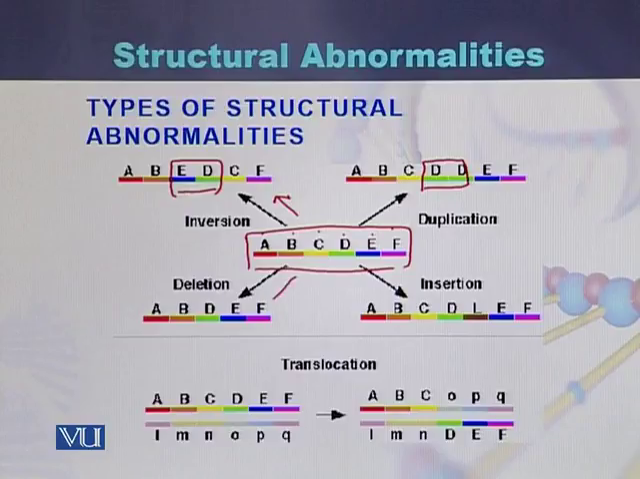While in case of deletion, we will see that A, B, and there is a deletion of fragment D. C, here is no fragment C. So B and C, they are joined with each other, and there is a deletion of C.